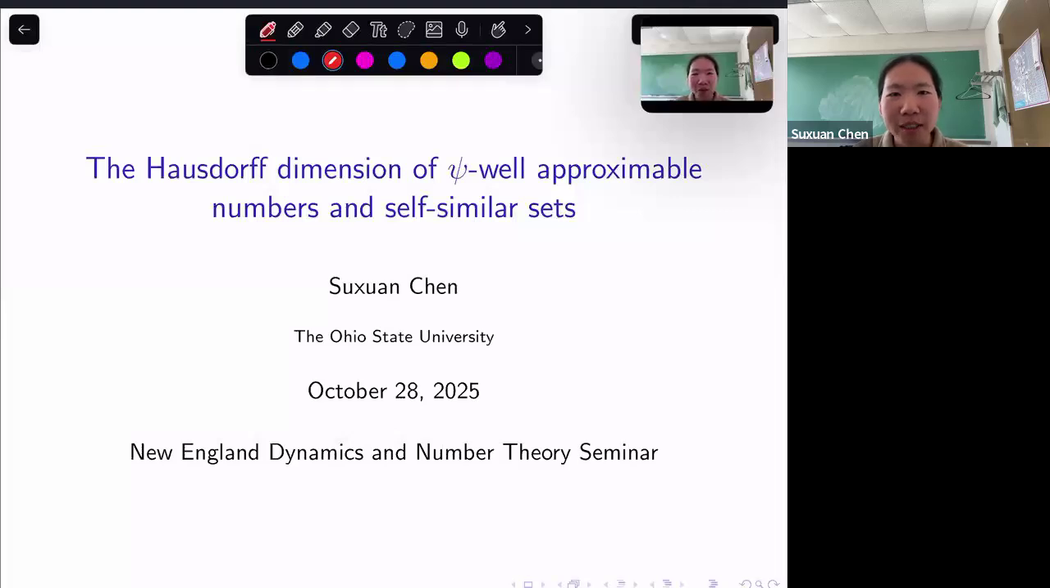My title is the Hausdorff dimension of psi-well approximable numbers and self-similar sets. And please feel free to interrupt if you have any questions.